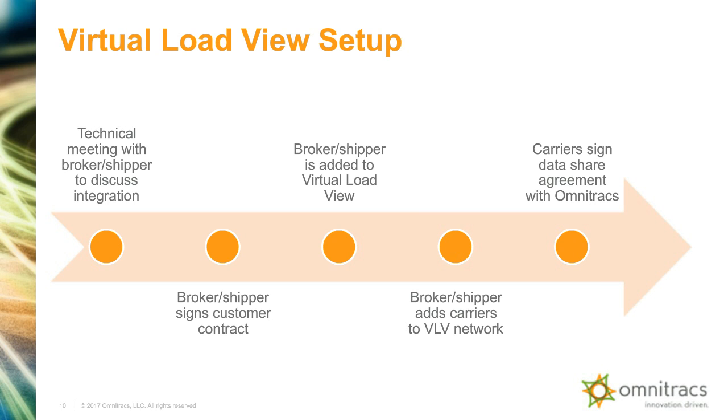And as we add these carriers, we do check to see if that carrier is already part of the Virtual Load View network. If they are, great. We can get you tracking them in almost near real time. If they are not, then Omnitracs needs to go talk to that carrier and get them to sign a data share agreement. Rest assured, your legal team does not need to be involved in this at all. This is just our way of ensuring that our carrier customers are taken care of, and we let them know what their data is going to be used for with Virtual Load View.